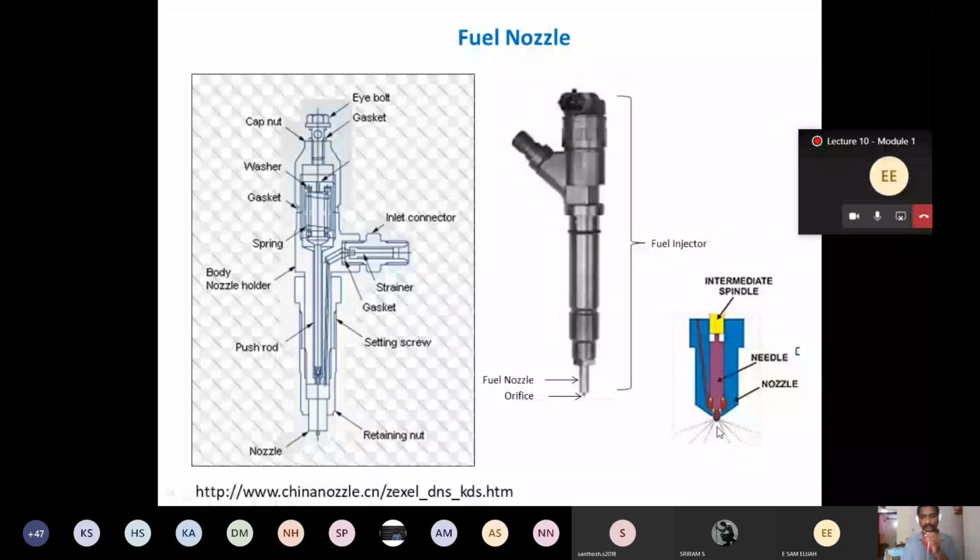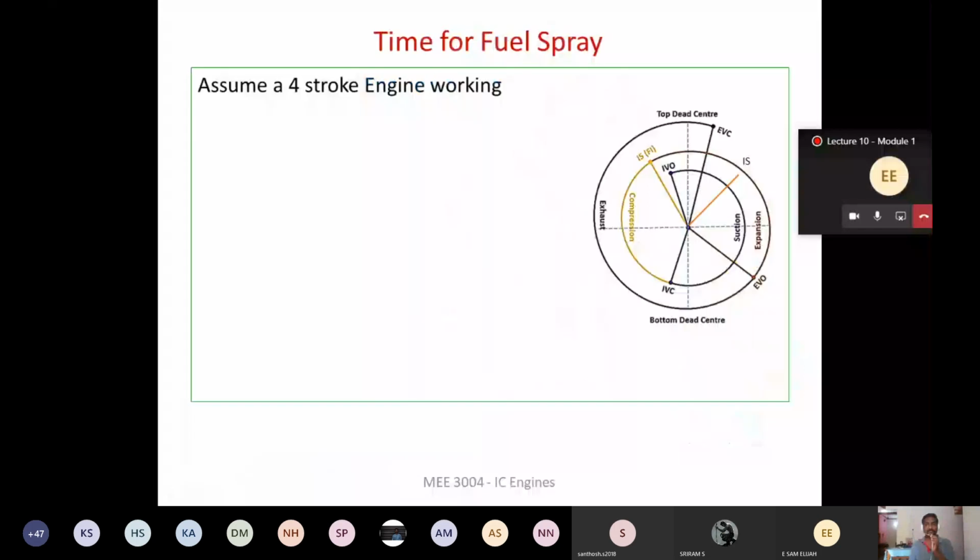Coming to the valve timing diagram which we have studied for a 4-stroke diesel engine, we want to determine the time that is required for injecting fuel. During fuel injection, how much time is normally taken by the fuel injection process? That we also call the pulse width of the fuel nozzle.